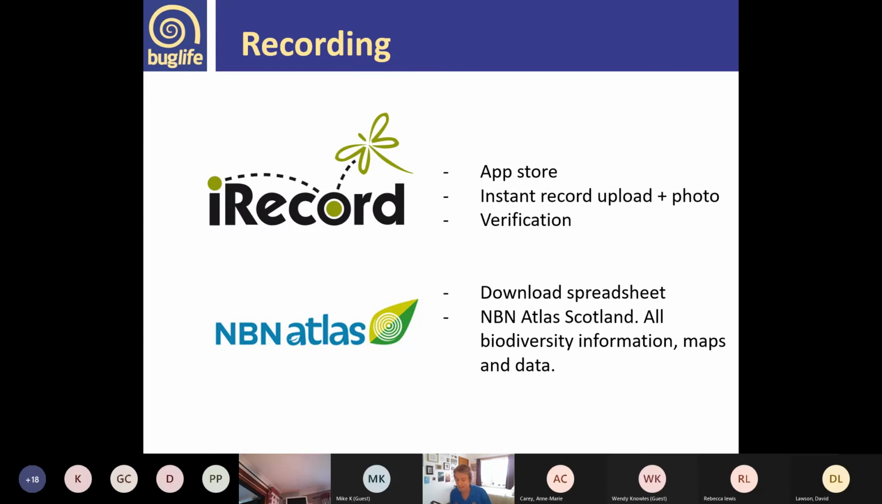So if you think you've encountered a species but aren't sure, then I would recommend the first thing that you do is type in that particular species into the NBN Atlas and have a look at that species' status and distribution and see how likely it is that you're going to have encountered it in your particular area. It's worth doing that before you input it into iRecord. And if it's very unlikely, then you might need to seek specialist advice or do a little bit more research before reporting that particular sighting that you've had.